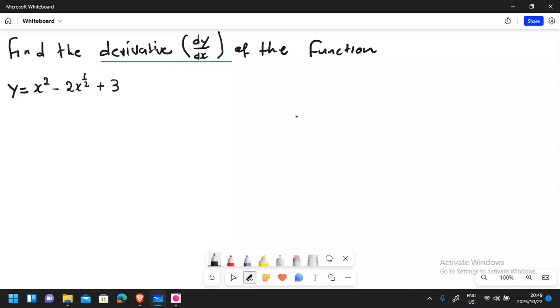Today on this video we are finding the derivatives of the following function. As you can see, the function that we have is y is equal to x squared minus 2x to the power of half plus 3. So they want you to find the derivative of the following function. For the fact that they say find the derivative dy over dx, it means we must use the standard derivatives.